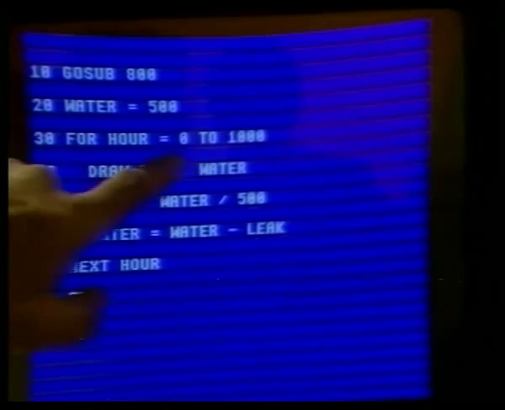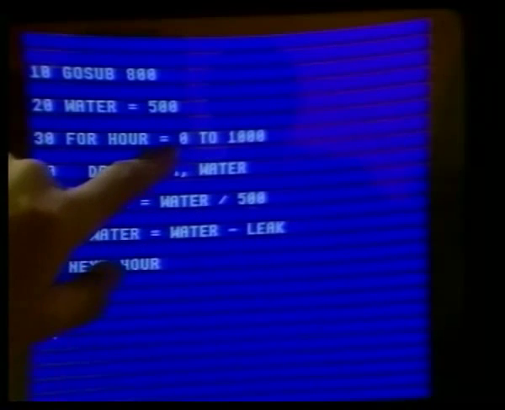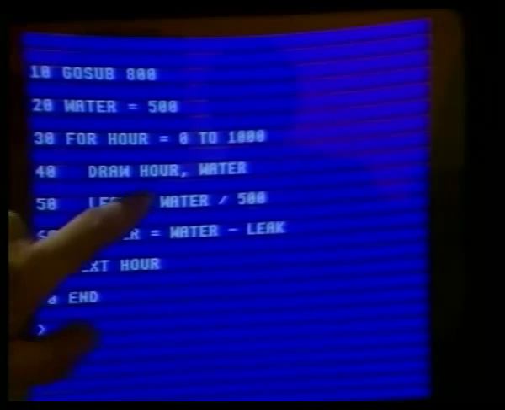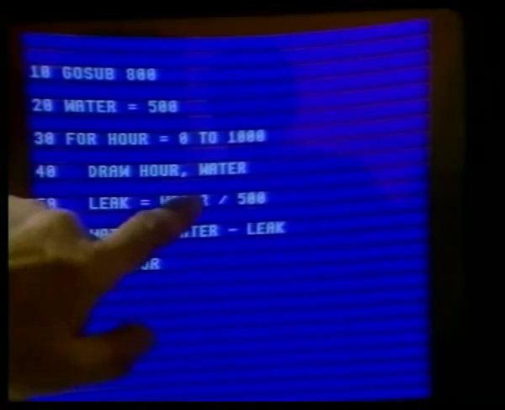Right. Okay. Now here's a new one. Water equals 500. That's the 500 gallons of water that's in your ornamental fish pond to start off with. And here we have one of these loops. For hours 0 to 1,000, we're going to draw our water. So for hour equals 0, we draw the point 0 and the water 500. So we draw the point 0, 500, to make it draw that first point.